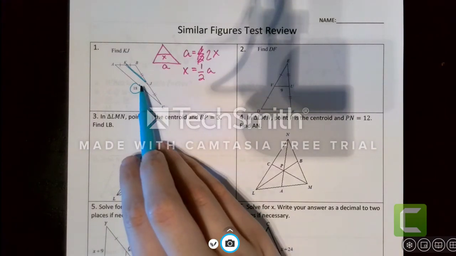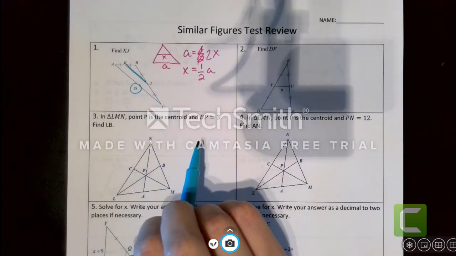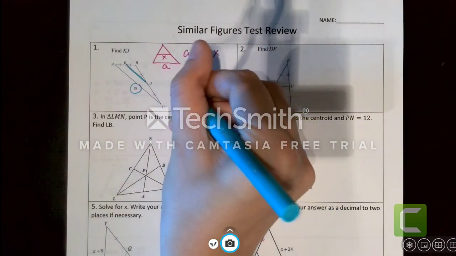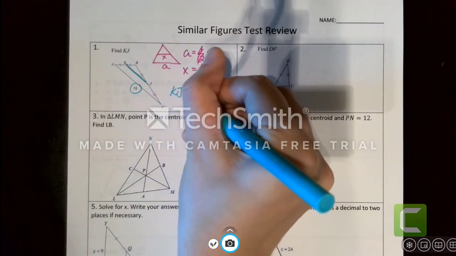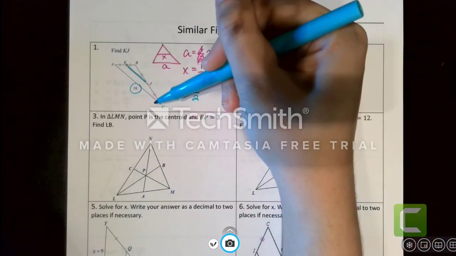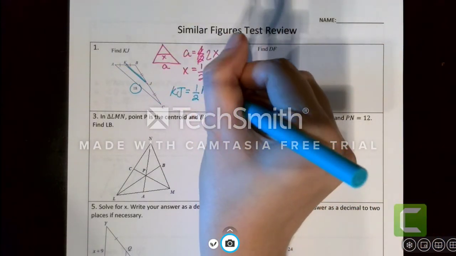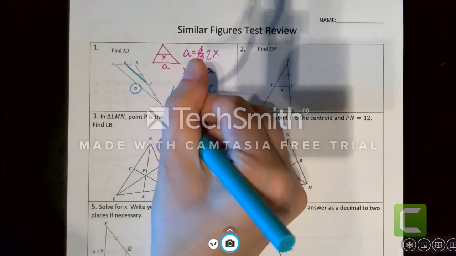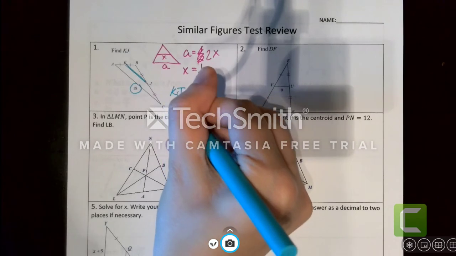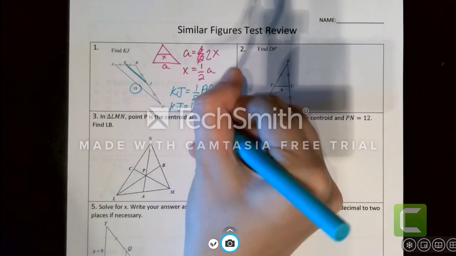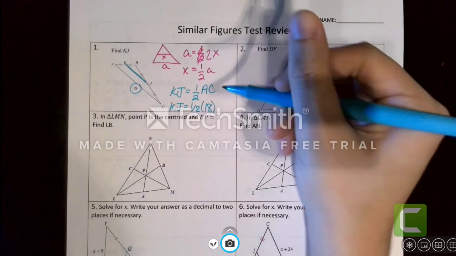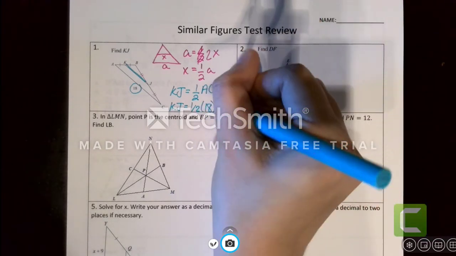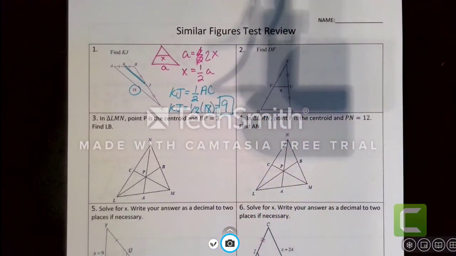Remember, if we have to find the small length, we have to have our largest value. So that means to get the length of KJ, we need to take half of the full length of AC. And in this case, we're told that AC measures 18. So KJ is equal to 1/2 times 18, and 18 divided by 2 gives us exactly 9. That would be our value.